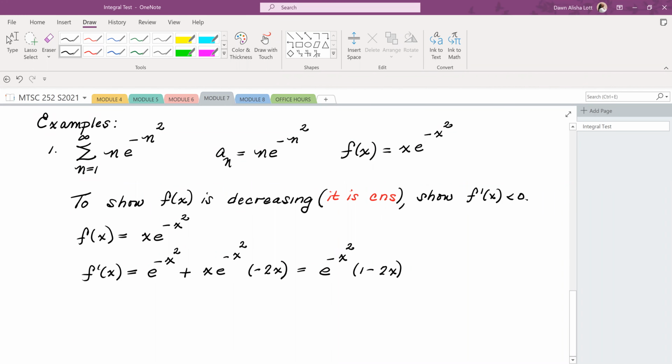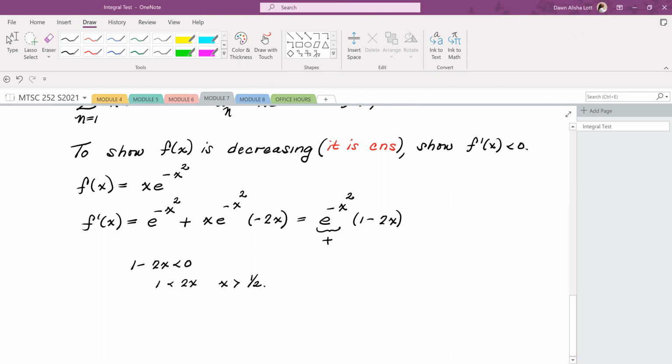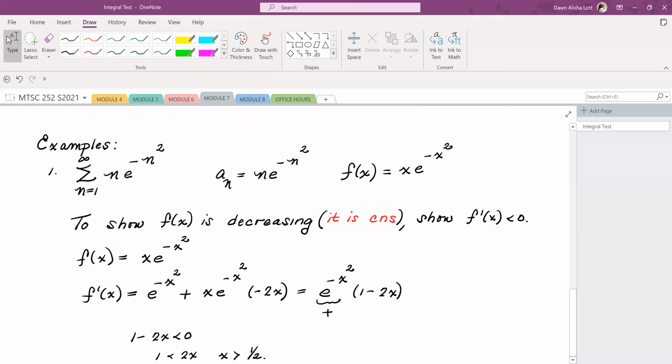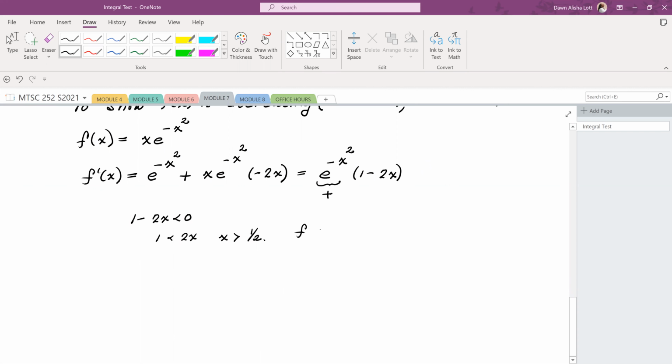Well, e to the minus x squared is always positive. So this piece is always positive. So therefore, I would need 1 minus 2x to be less than 0. So I get 1 is less than 2x, so x is greater than a half. And so indeed, where I'm starting at n equals 1, for all x greater than a half, the function is decreasing. So that's clearly, if I start at 1, it is going to be decreasing.